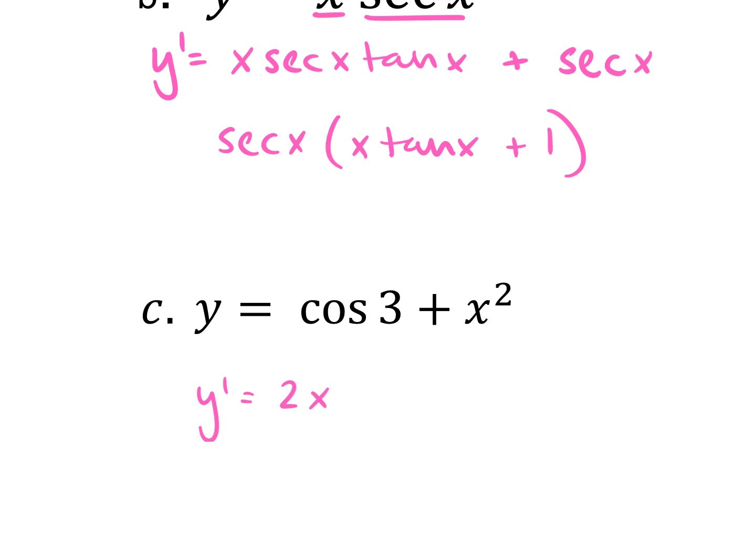If this had parentheses, and we were taking the cosine of 3 plus x squared, it would be different. But here, it doesn't have parentheses. We're just taking the cosine of 3. So because this does not have an x, it is just a constant. So our derivative would just be 0.